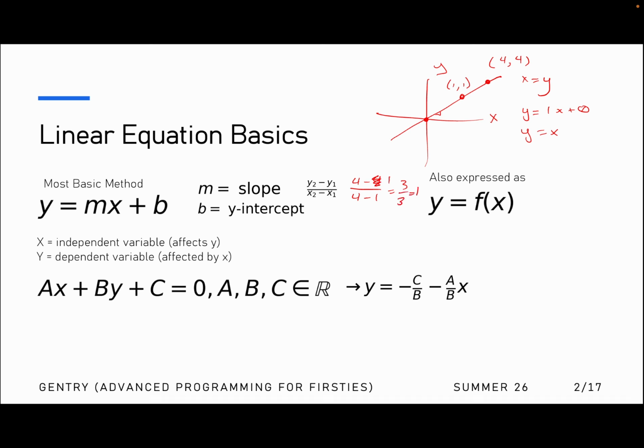So we can also express this as y is equal to f of x. Y is equal to a function of x. And then we can also translate it into this form, where we have ax plus by plus c. This form isn't seen nearly as much because it's really confusing, but you could simplify this equation to give us y equals negative c over b minus a over b x. And that would be the same thing.